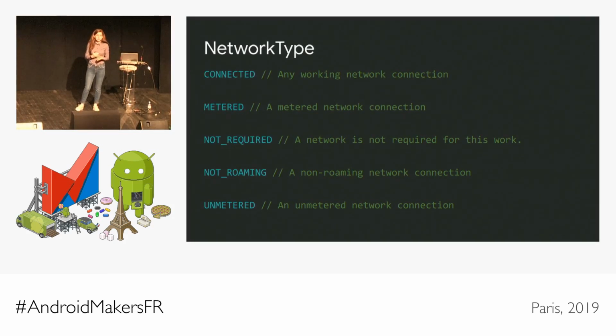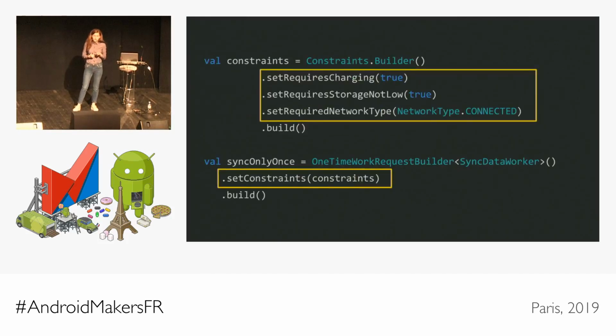For the network type, it's an enum, and it has 5 values. So we will be able to check if the device is connected or not to a network, or to know if the device is connected to a metered or unmetered network connection, or if it's important for us that our task should be run when the device is not connected to roaming. In order to define the constraints, we will use Constraints Builder, and to apply those constraints to our request, we use the setConstraints method.